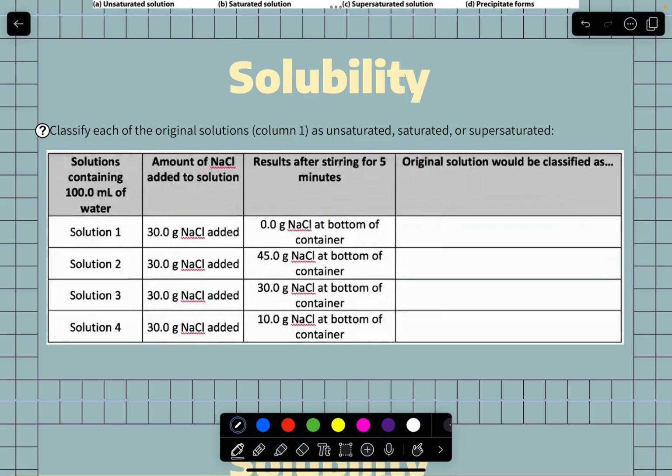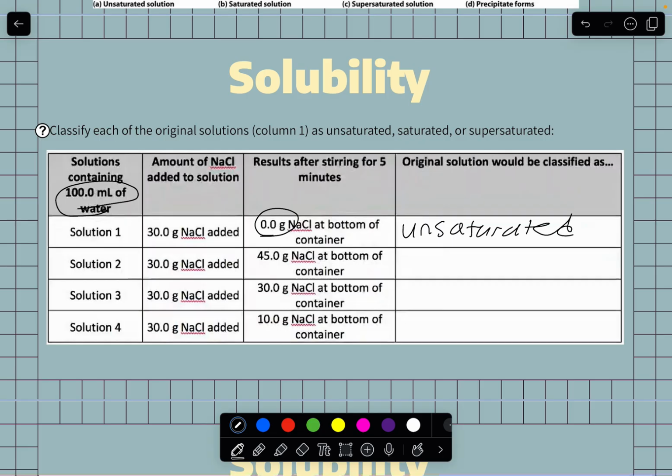So let's look at this chart here and talk about each of these solutions, either unsaturated, saturated, or supersaturated. Okay, and we're talking about the original solution, not after adding. For solution 1, all of these are in 100 milliliters of water, and we're adding some NaCl. Solution 1, we added 30 grams of NaCl, and after 5 minutes, nothing is left over. Everything dissolved. That means our original solution was unsaturated. We can add more into it.